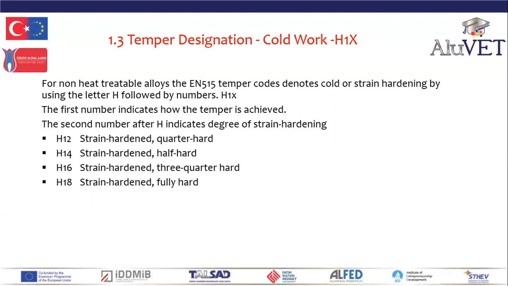So H12, 1, 2, indicates a strain hardened alloy to the quarter hard condition. H14 is strain hardened to a half hard condition. H16 indicates strain hardened 3/4 hard. And H18 indicates strain hardened to a fully hardened condition. So H is strain hardened. The 1 says this is in the strain hardened only condition. The numbers 2, 4, 6 indicate the degree of strain hardening.